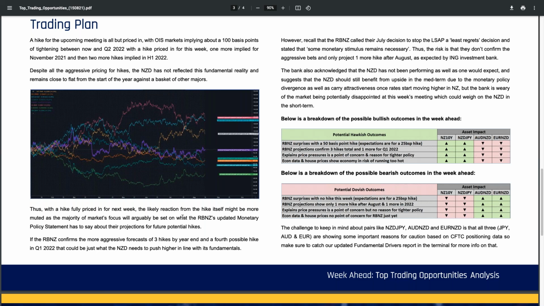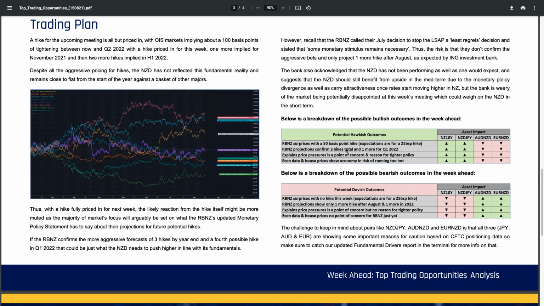So do take a look at this, just take a screenshot of this outlook to help you. But this is basically what to look for, if there's a 50 basis point hike, remember expectations are for a 25 basis point hike, then expect the New Zealand dollar to boost. So that'd be New Zealand yen up, but be careful of trading the yen at the moment, because with the risk off trading, the yen's finding strength. So if the risk off trading remains, choose the Australian New Zealand dollar above the New Zealand dollar Japanese yen.